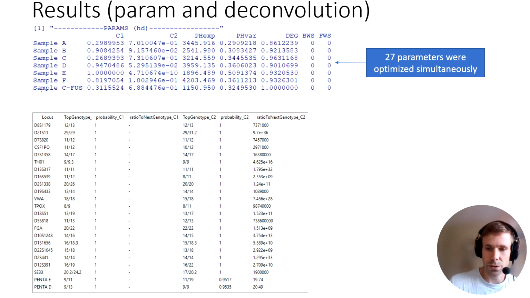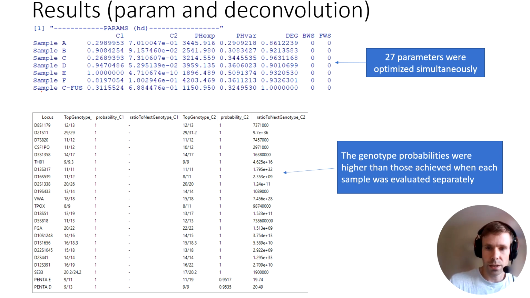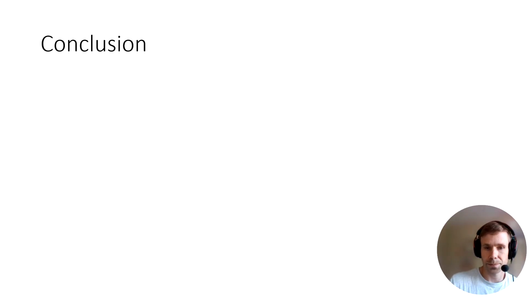And we can see that the combination of so many samples here helps to increase the probabilities for the top ranked genotype. We can also see that for the Fusion markers, these are based only on one profile, and hence the probabilities are also lower.